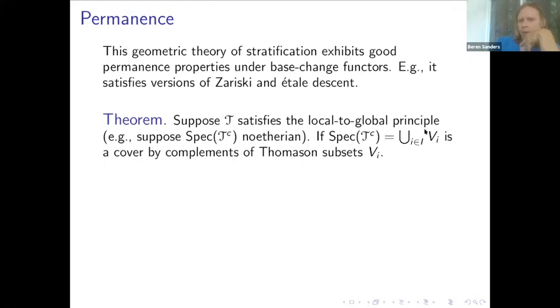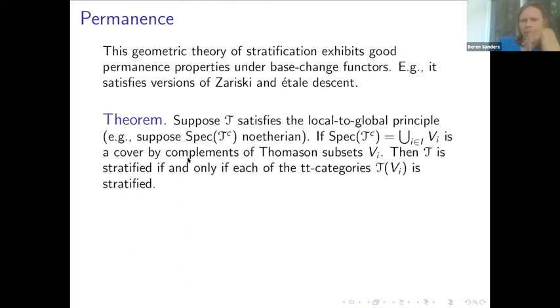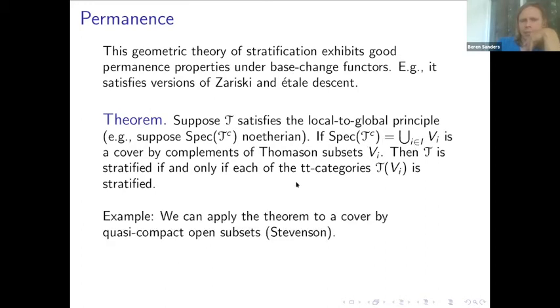Then if we have a cover of our space by complements of Thomason subsets, then the category T is stratified if and only if each of the categories over each of those subsets is stratified. So for example, you could apply this to a cover by quasi-compact open sets. So this is showing that being stratified is sort of Zariski local. You can check it on a Zariski cover. So this already appeared in the work of Greg Stevenson, that stratification is kind of Zariski local.